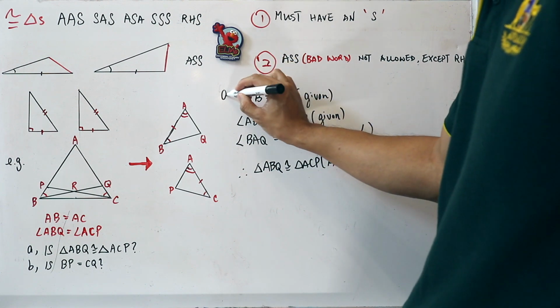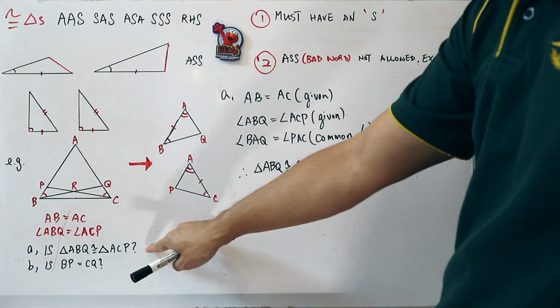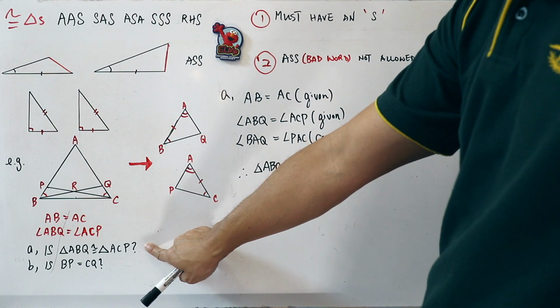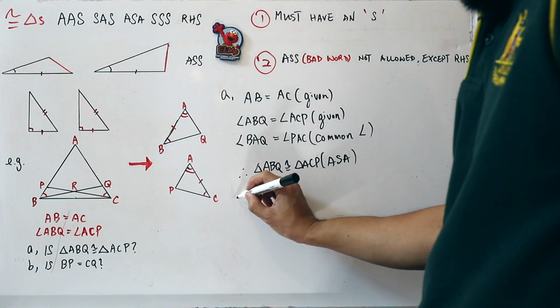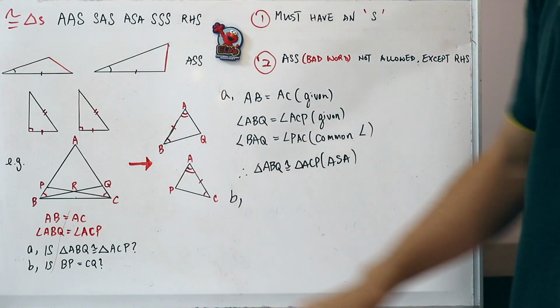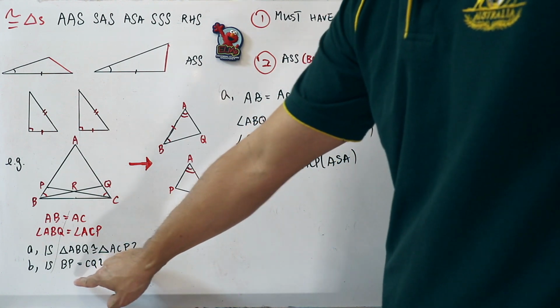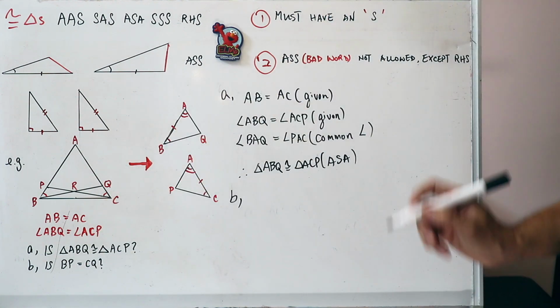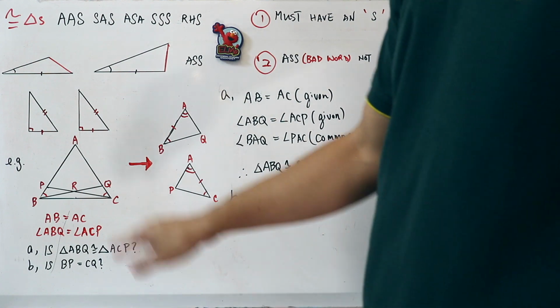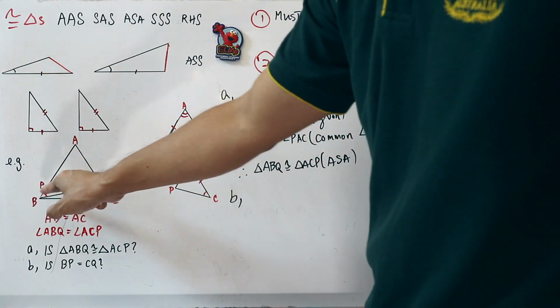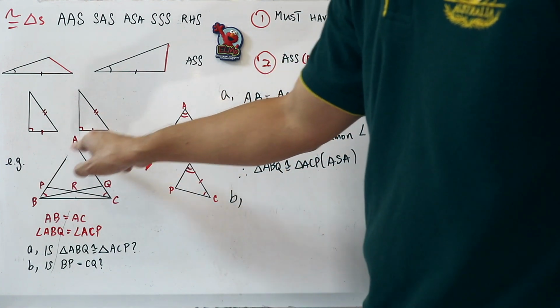Okay, so this is part A. The answer is yes, these two triangles are congruent. Now, part B. Part B is asking you whether BP is equal to CQ. So for BP, we look at this figure again. BP is equal to AB minus AP.